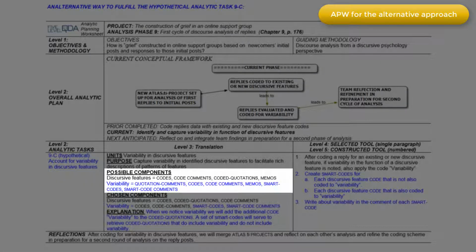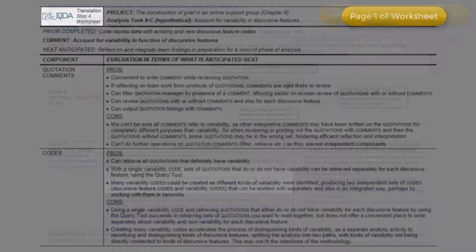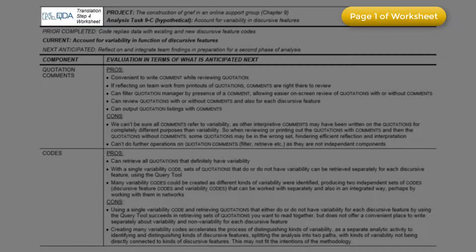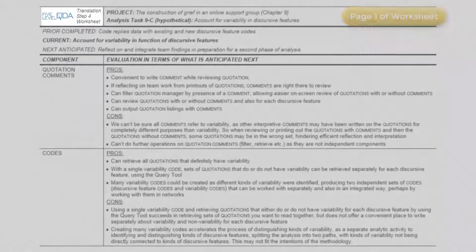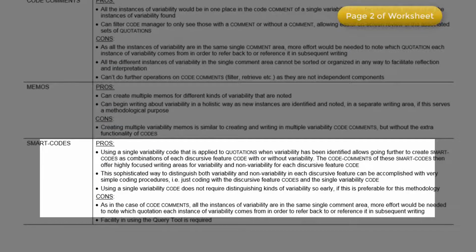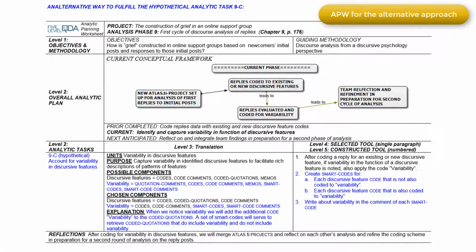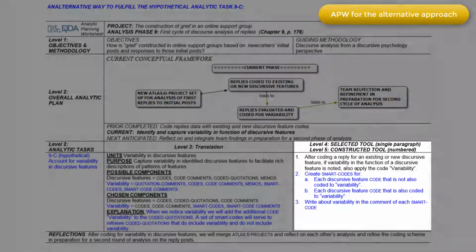We then thought through the pros and cons of each possible component, using the Step 4 worksheet to balance the pros and cons of each component, and decided on smart codes as the best component for this context. Then we filled out the APW for accomplishing this task, and it involved a constructed tool with these steps.